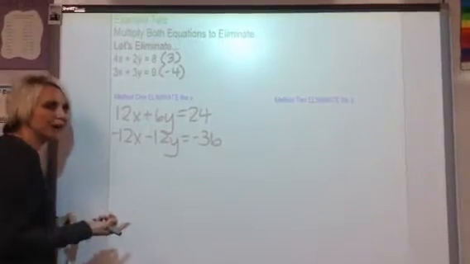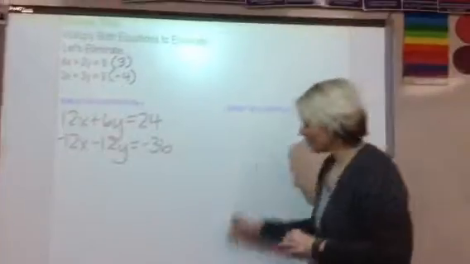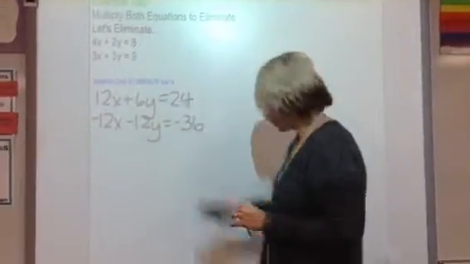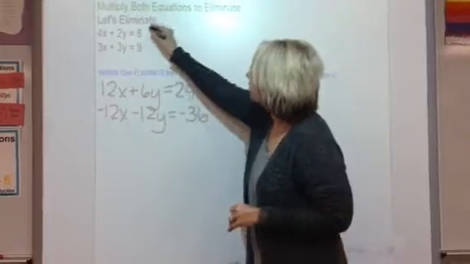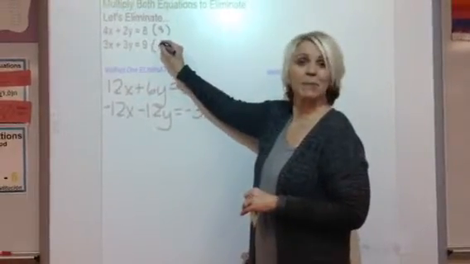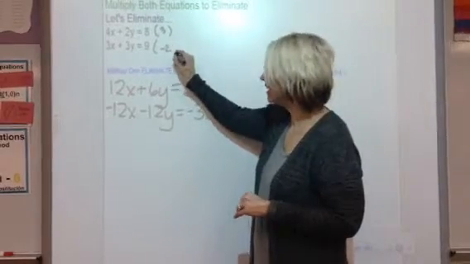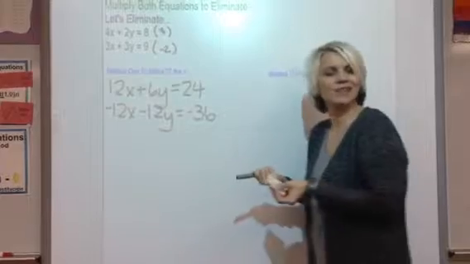Now I want to show you how you could eliminate the y here, because you could. If I wanted to eliminate the y, what I would do is look for a common y. I think 6 would be the best. So I'm going to multiply everything in the top by 3. In the bottom, I'm going to multiply by negative 2. Why negative? Well, I want to have an opposite relationship so that I can just add.